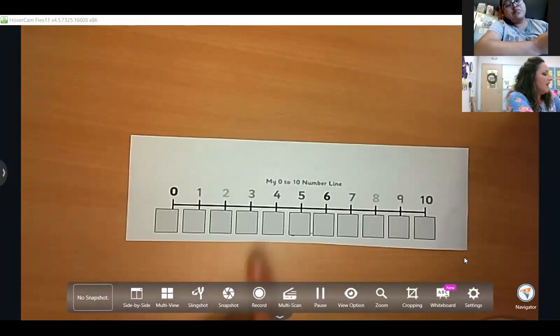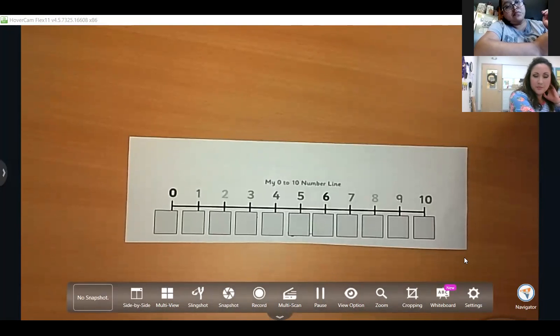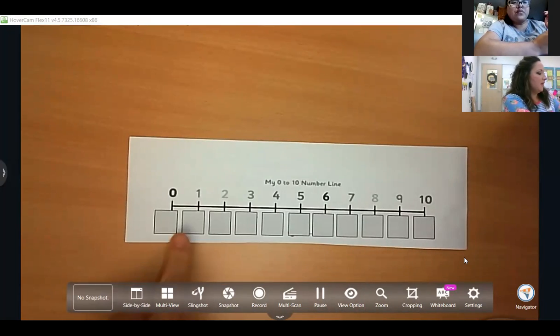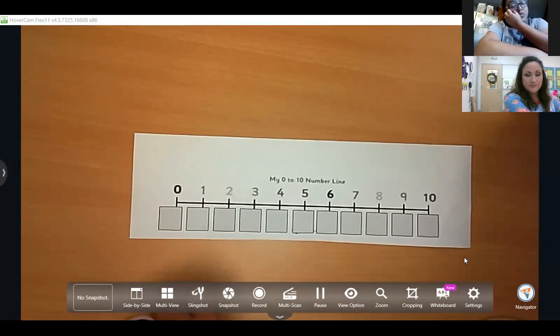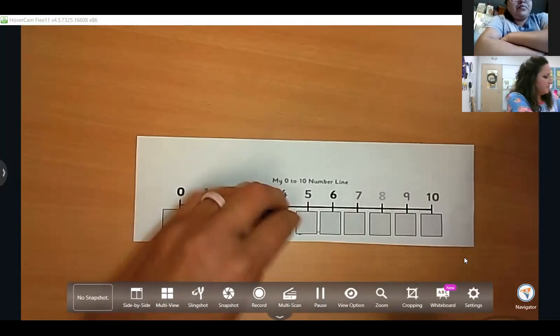All right, so the thing I like about a number line is that it actually has the numbers that they can see, and a place to put their counters. So I'm just going to fill my number line up.